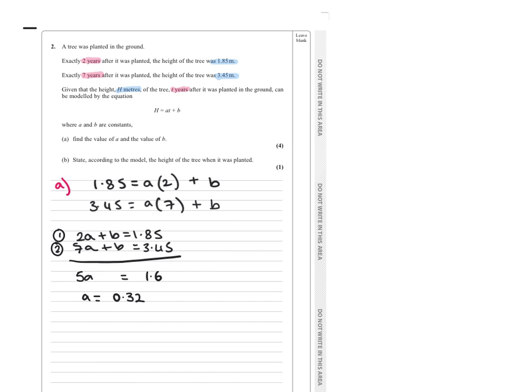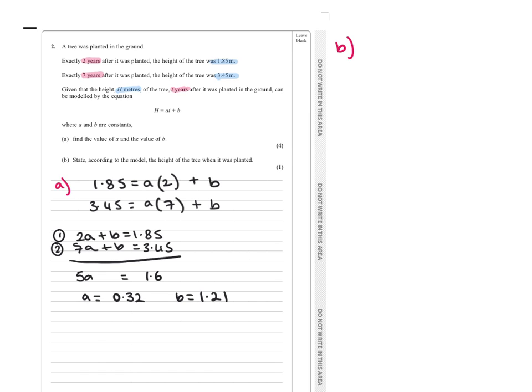Then to find b, I'm going to substitute this back in, 0.64, so that b equals 1.21. So now we found the values of a and b. Again, you can double check this by putting these two values back into this equation to make sure it makes sense. Part B says, state according to the model the height of the tree when it was planted.